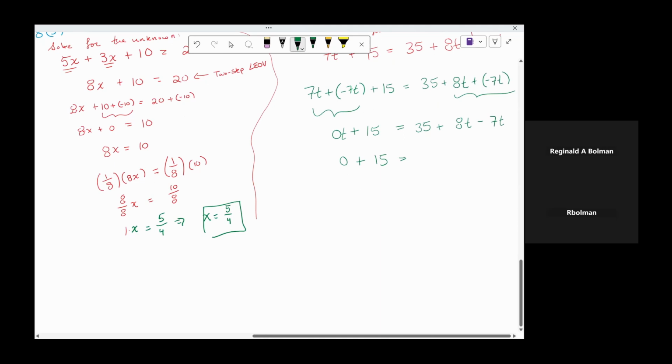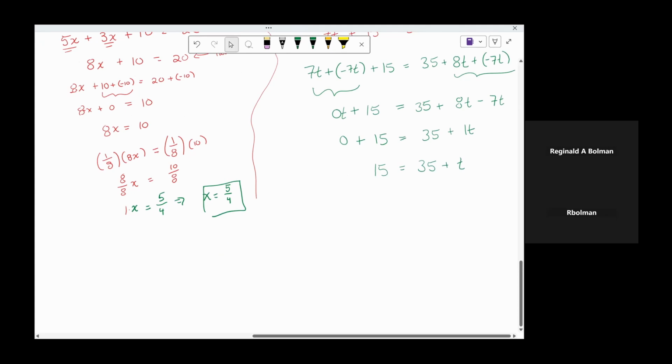Now you'll note that 0 plus 15 is just going to be 15. And when we talk about 35 plus 8t minus 7t, well, that would just be 1t. 1 times t, of course, is just t. Now you have a two-step LEOV once again.